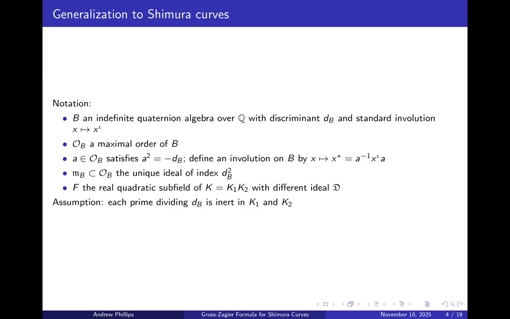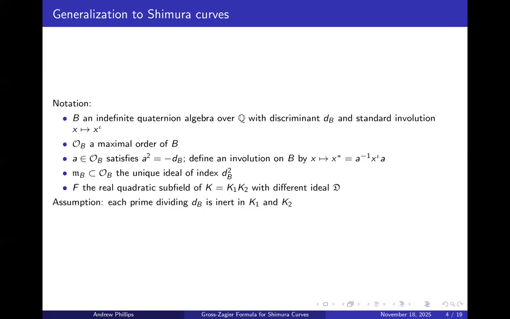Indefinite means it's split at infinity, meaning if you tensor it with R, we get M2(R) as opposed to a division algebra. The discriminant, dB, is a product of all the prime numbers that ramify in B, which are the primes p such that when you tensor B with Qp, we get a division algebra over Qp as opposed to M2(Qp). And then it has the usual involution that all quaternion algebras have, which I'll write as x maps to x iota.